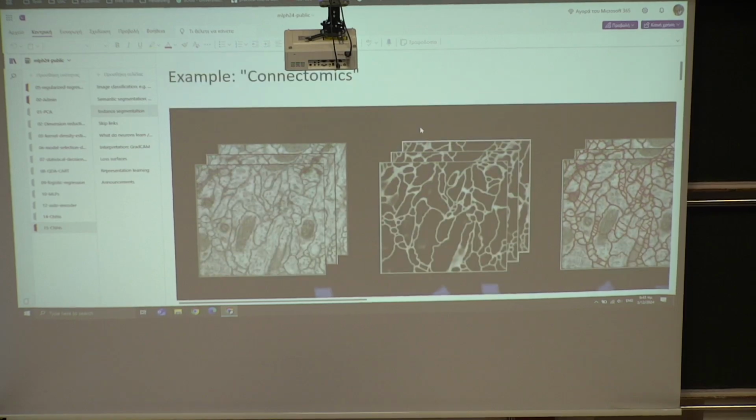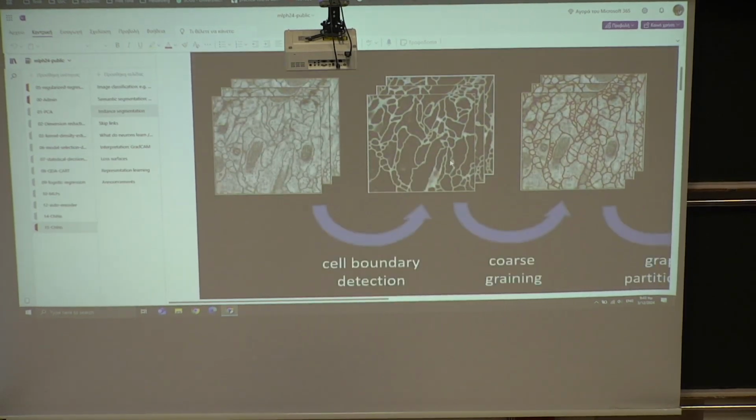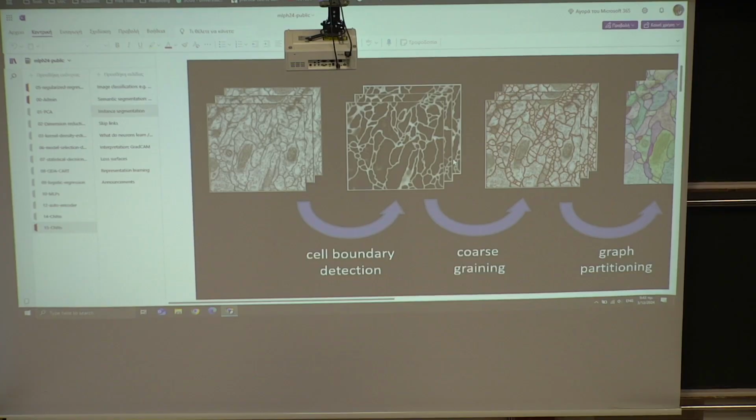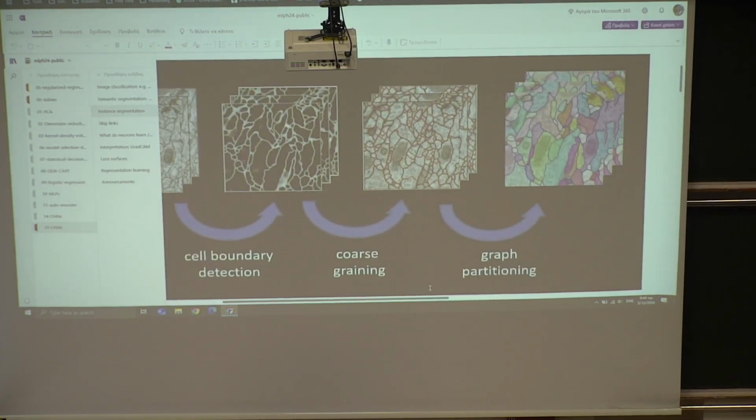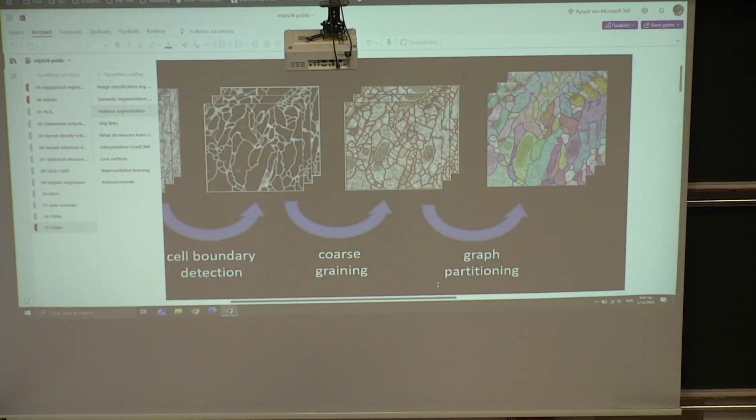Given this kind of boundary map, one way forward is to then group pixels, and the result here would be these clusters of pixels which we are very highly confident belong together. But then the question is, which of these clusters should be further merged? That's not the only way to do it, but the way we did it is to formulate this as a graph partitioning problem, to decide for each of these boundaries, do we want to keep it or not?